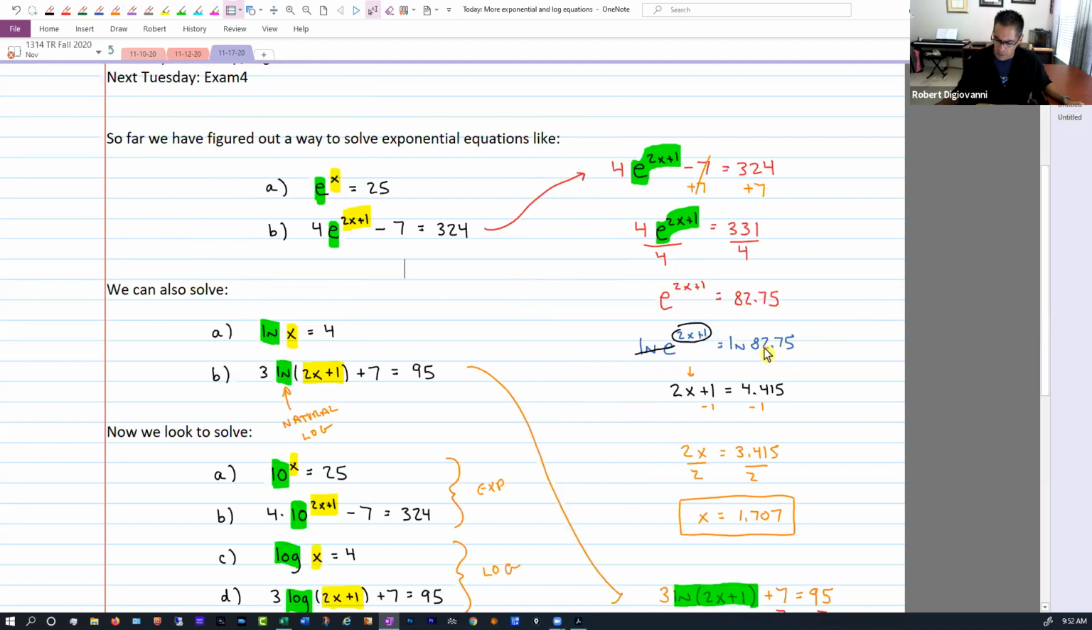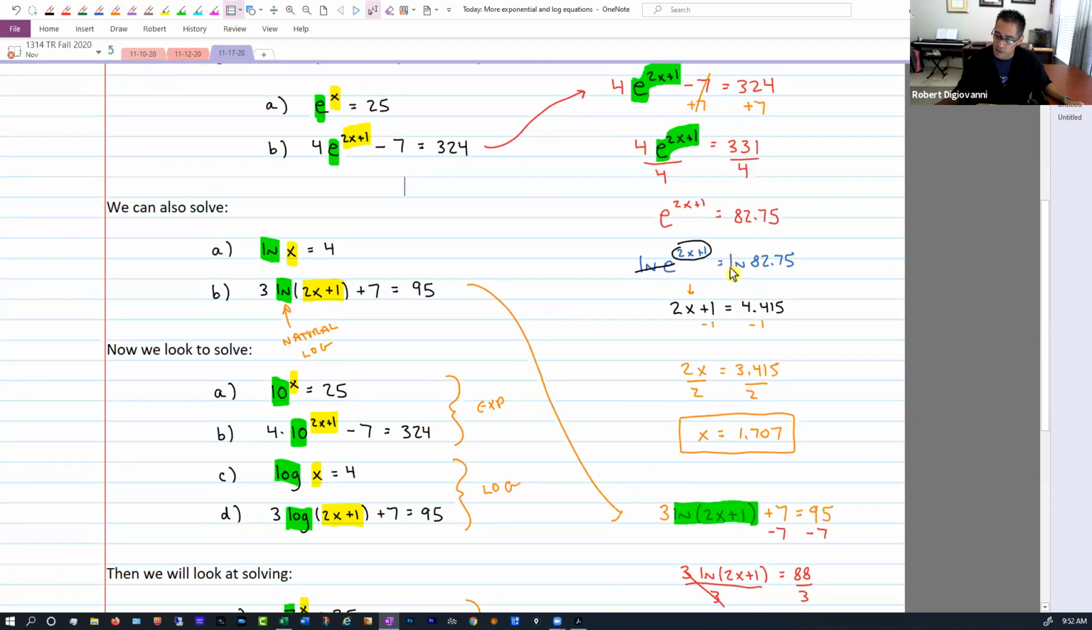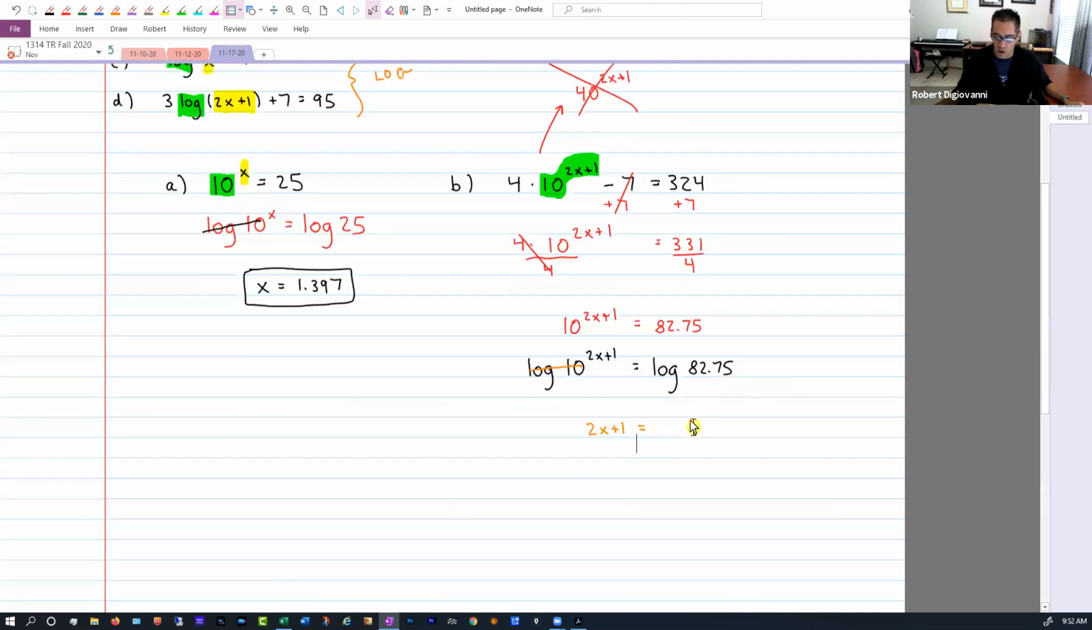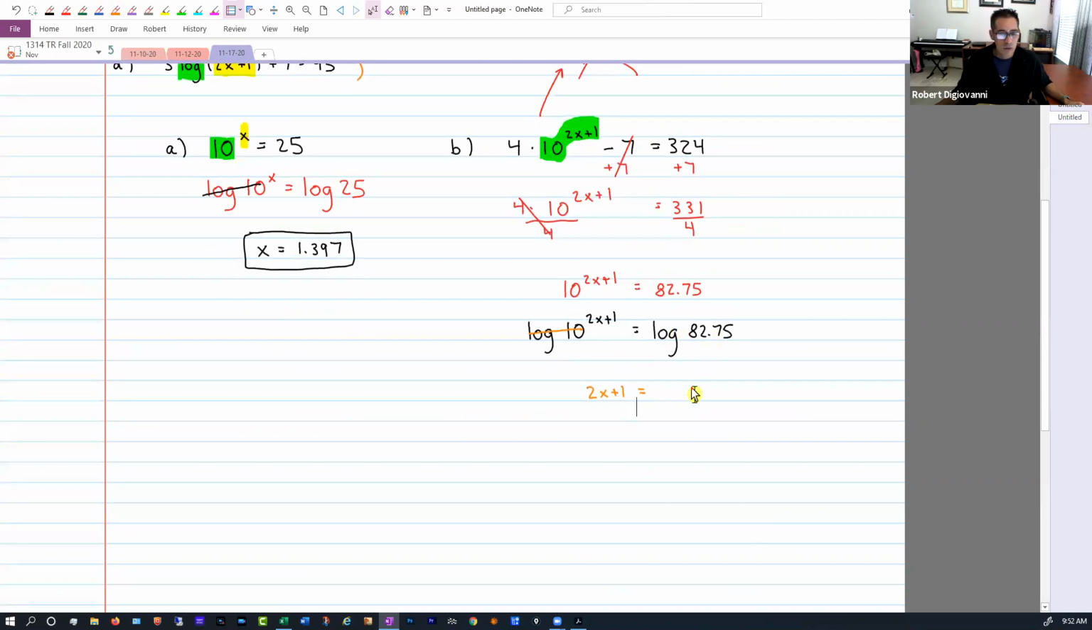Yeah, didn't we? Oh wait, no, that was natural log. See, so we can't use this, because we did the natural log of 82.75. We're not doing natural log, we're doing the log. So anybody have it? I got 1.92.